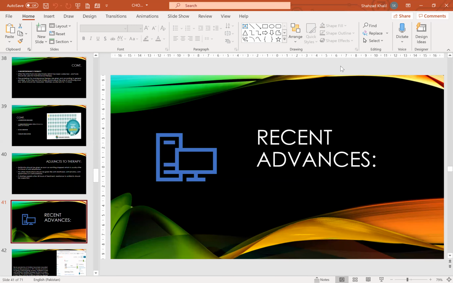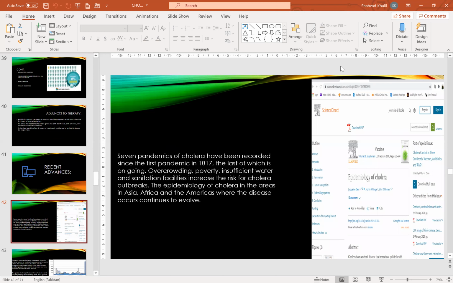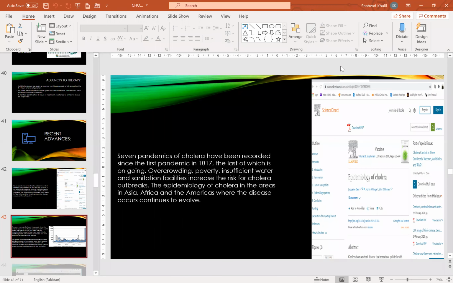Recent advances. In one article on the epidemiology of cholera, 7 pandemics of cholera have been recorded since the first pandemic in 1817, the last of which is ongoing. Overcrowding, poverty, insufficient water and sanitation facilities increase the risk for cholera outbreaks. The epidemiology of cholera in the areas in Asia, Africa, and America where the disease occurs continues to evolve.